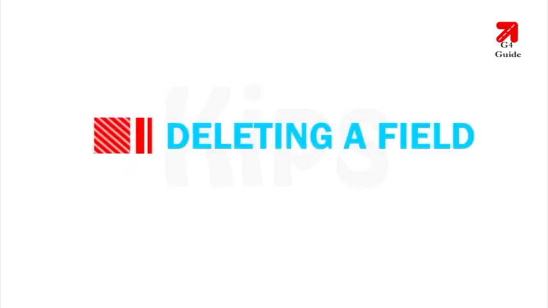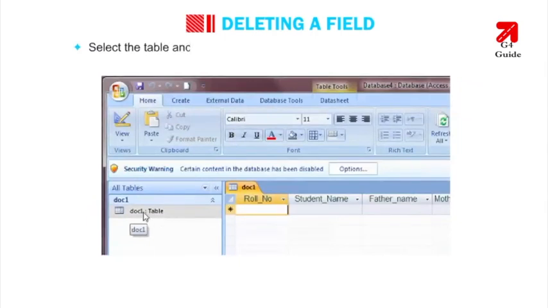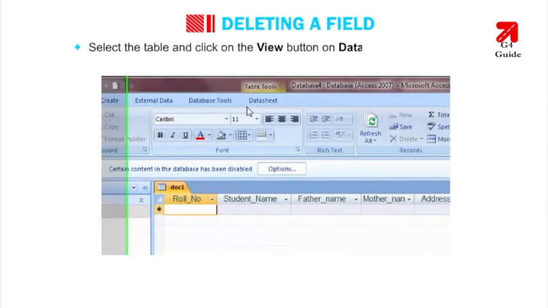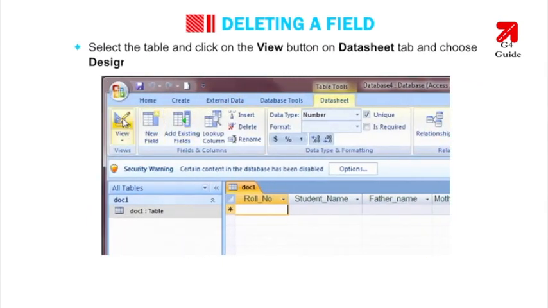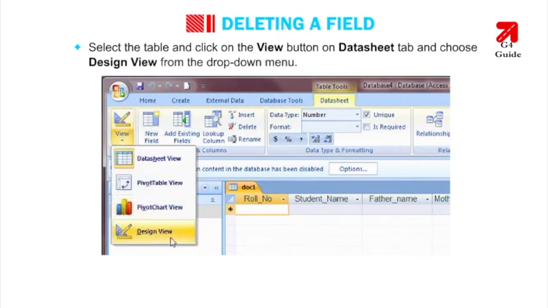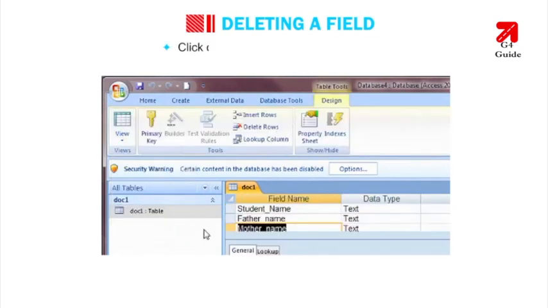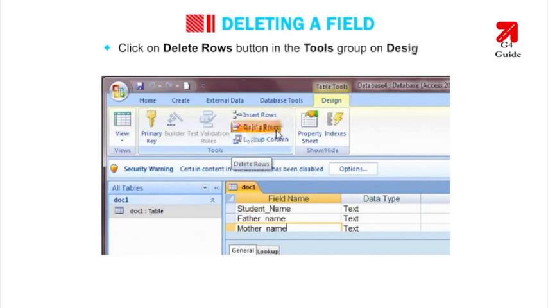Now let us find out how to delete a field. Select the table and click on the View button on the Datasheet tab and choose Design View from the drop-down menu. Click on the row that you want to delete. Click on the Delete Rows button in the Tools group on the Design tab.